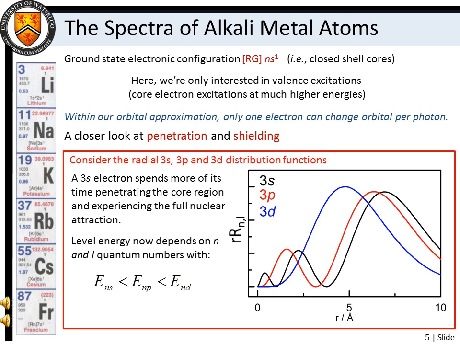In Masterclass 2, we discussed the idea of electron penetration and shielding. If we plot the radial distributions of the 3s, 3p, and 3d orbitals, we find that the 3s orbital penetrates closer to the nucleus than the 3p orbital, which penetrates again closer to the nucleus than the 3d orbital. As a result, an electron in the 3s orbital experiences on average a slightly higher effective nuclear charge than one in the 3p orbital, which experiences a slightly higher effective nuclear charge than an electron in the 3d orbital. Thus, we find that orbital energies depend on the n and l quantum numbers.